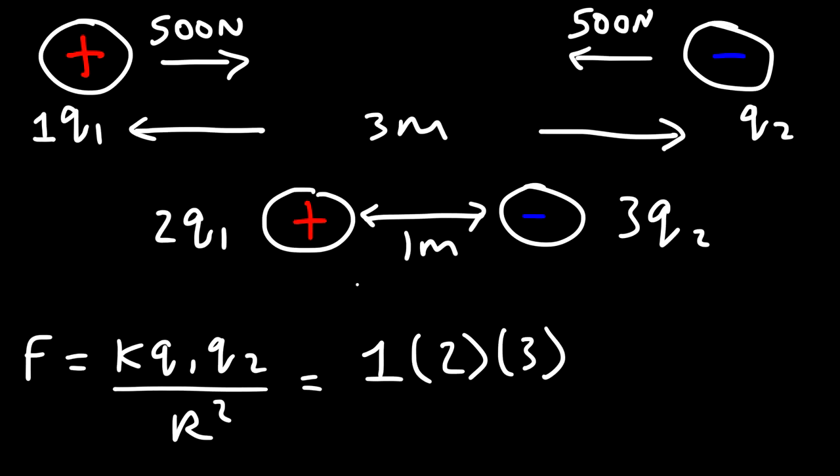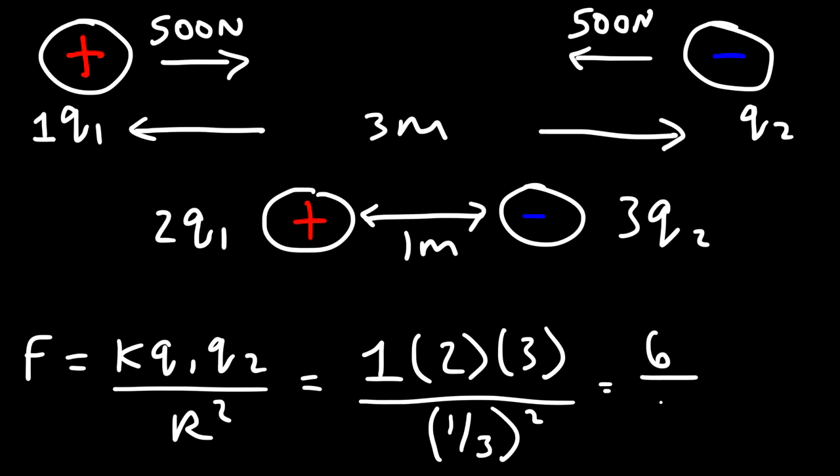And R was reduced by a factor of 3. So it's 1/3 of its original value, and we need to square it. So 2 times 3 is 6. 1 over 3 squared. 1 squared is 1. 3 squared is 9. So this is 6 divided by 1 over 9.